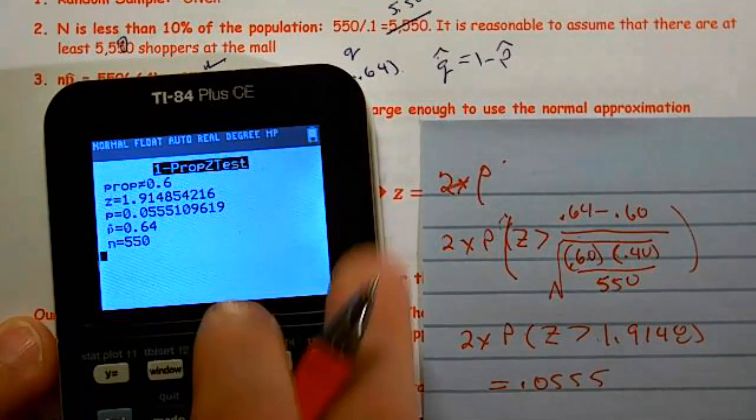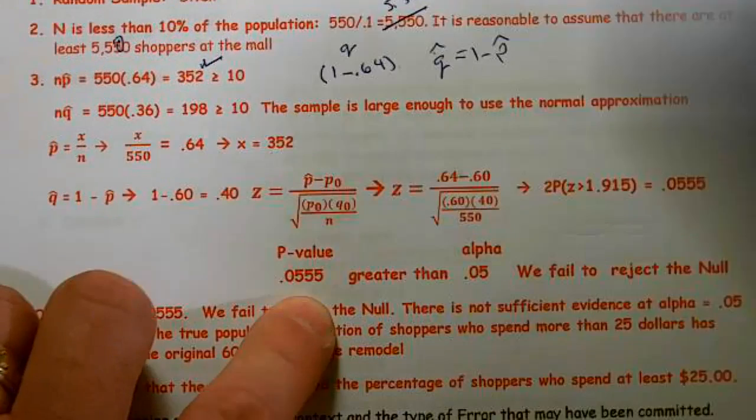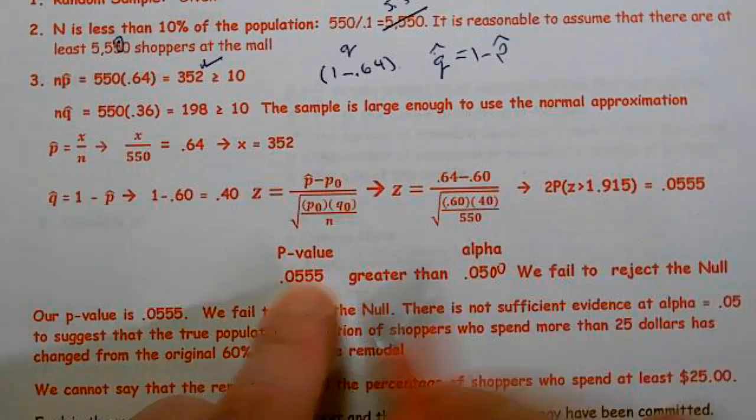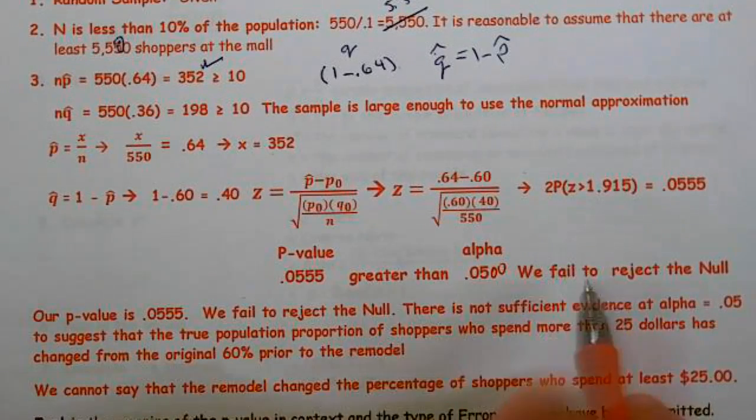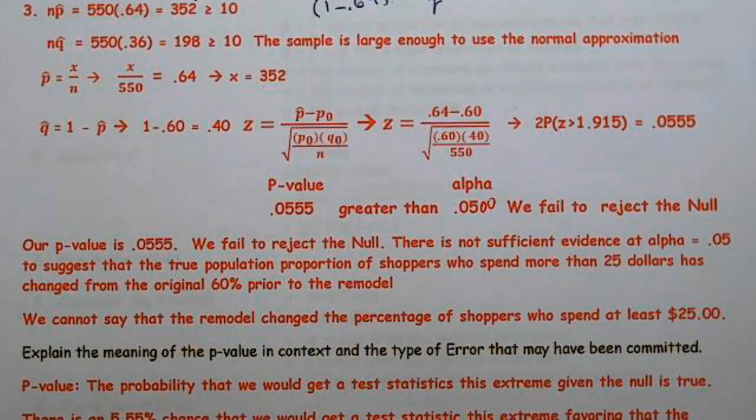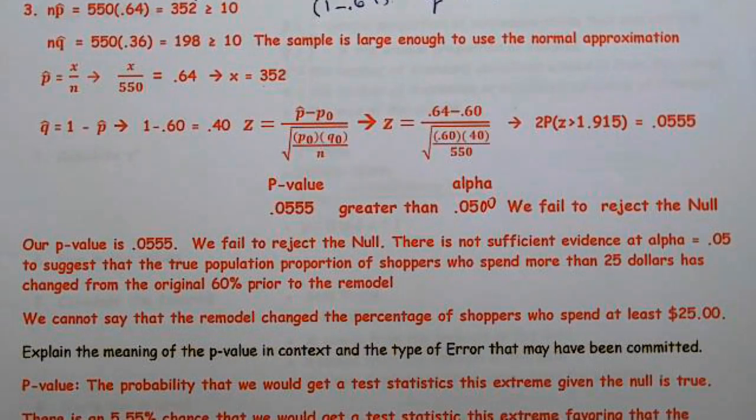So we end up with a p-value of 0.0555, which is greater than 0.05, not by a lot, but by a little. So we fail to reject the null. There is not sufficient evidence at alpha equal 0.05 to suggest that the true population proportion of shoppers who spend more than $25 has changed from the 60% prior to the remodel. We cannot say that the remodel changed the percentage of shoppers who spend at least $25. That's what we basically end up with.